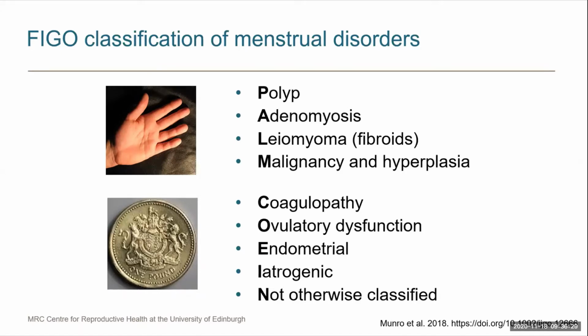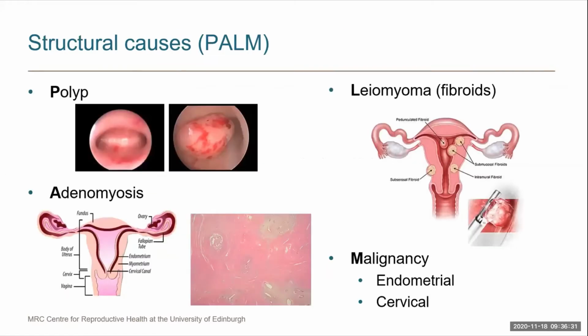So if you move to the next slide, thanks. The structural causes are things that you can see on examination or investigation, usually with ultrasound scan. A polyp, this is inside the womb here. This is a little outpouching of the lining of the womb. Adenomyosis is where the lining of the womb migrates into the muscle layer of the womb. And fibroids are an overgrowth of the muscle layer. And cancer can also present with bleeding problems.